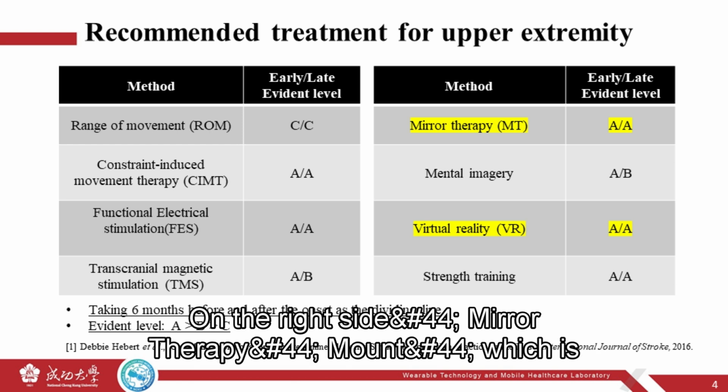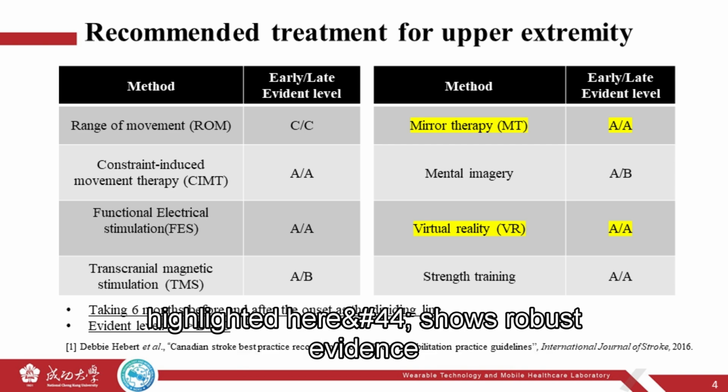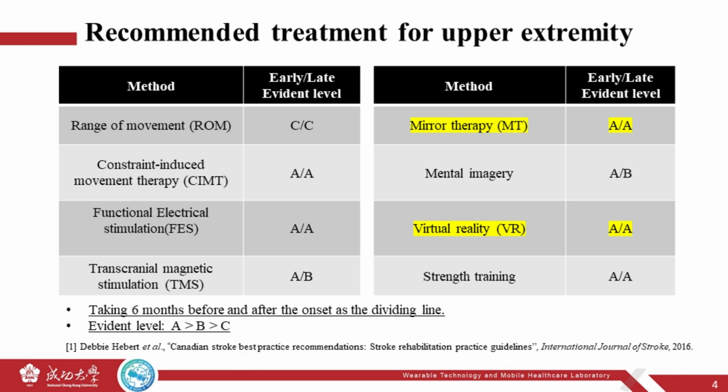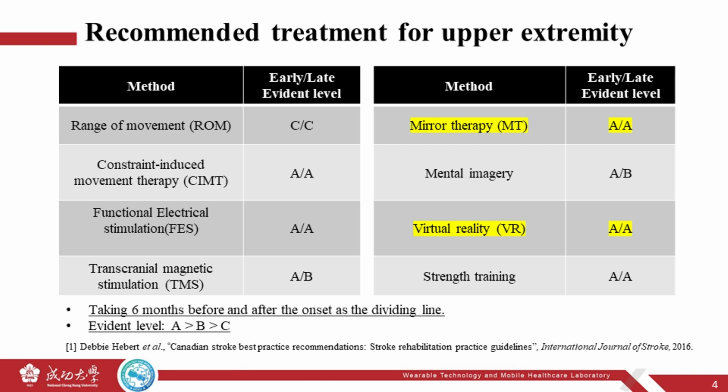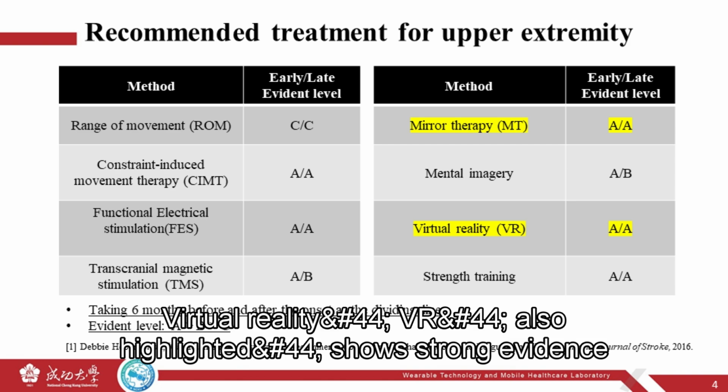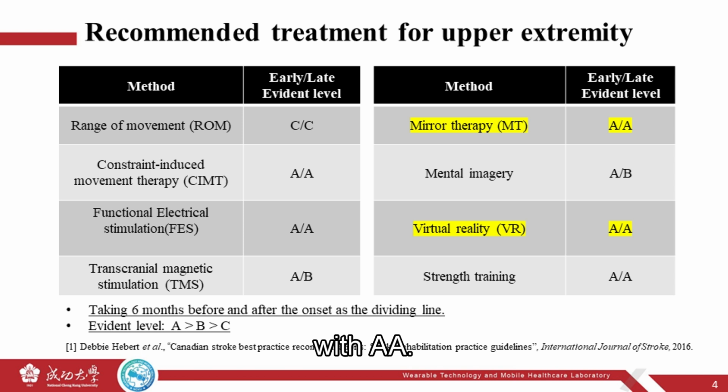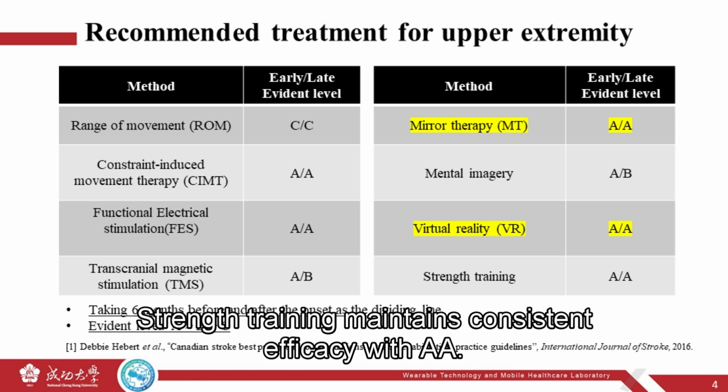On the right side, mirror therapy, MT, which is highlighted here, shows robust evidence with AA ratings. Mental imagery demonstrates varying effectiveness with AB. Virtual reality, VR, also highlighted, shows strong evidence with AA. Strength training maintains consistent efficacy with AA.